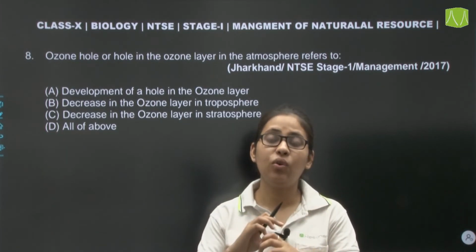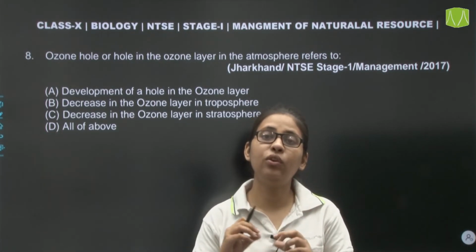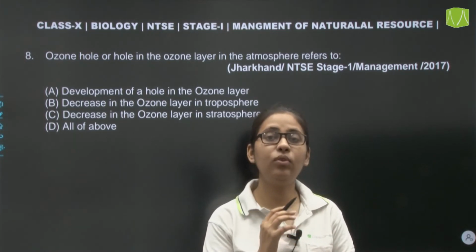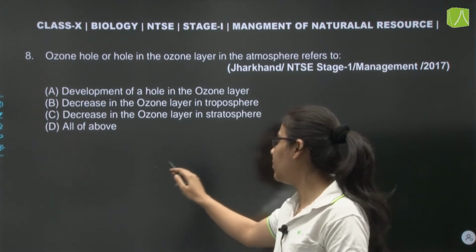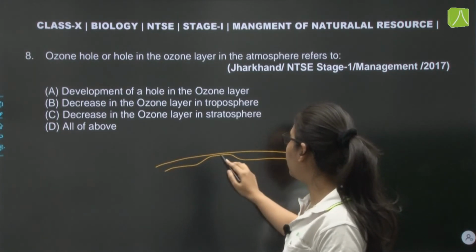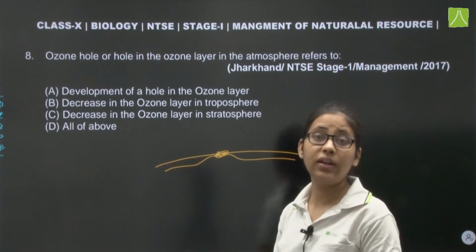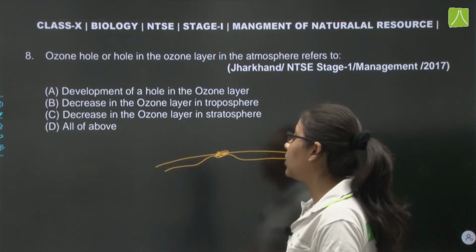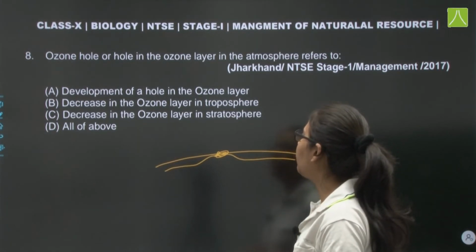That is, जो थिकनेस है ओजोन लेयर की वो थिन होती जा रही है. तो कहीं जहां पर भी वो थिन होती जा रही है, जो लेयर है ओजोन की, तो उसे हम ओजोन होल कहते हैं. So the correct option over here is decrease of a hole in the ozone layer.